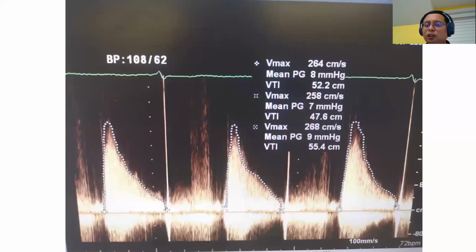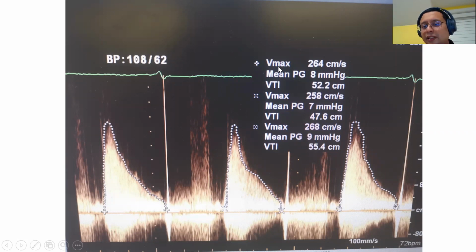So this is a continuous wave Doppler across this ball and cage valve. Now we have to explain, okay, for aortic, it is more than 3 meters per second, but for mitral valve, we take mean gradient, and you can see that the mean gradient goes up to 9 millimeter mercury. So that is abnormal. So we have to explain why it is more than 6 millimeter mercury.